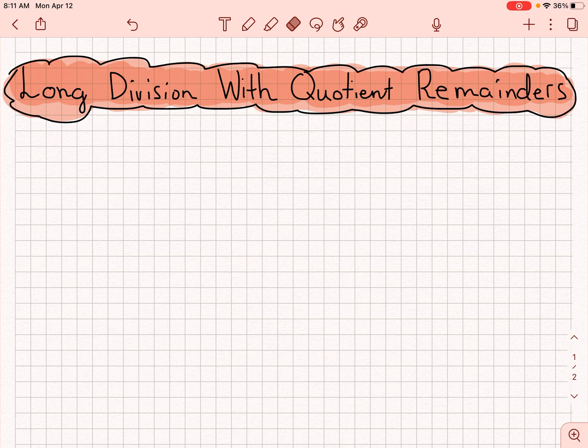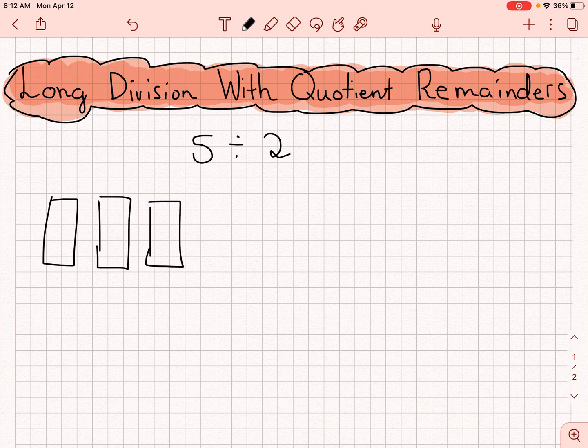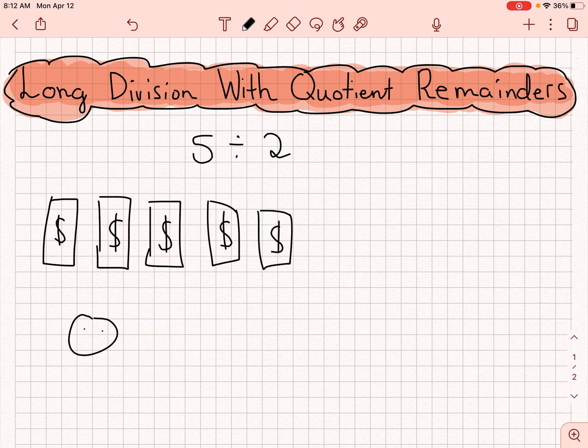Let's imagine that we have $5, and we're going to divide it by 2. We could even imagine it like this. Maybe we have $1, $2, $3, $4, and $5, and these are each $1. And it's pretty easy to imagine, especially if, let's say we had two friendly folks here. Pretty easy to imagine dividing these up.